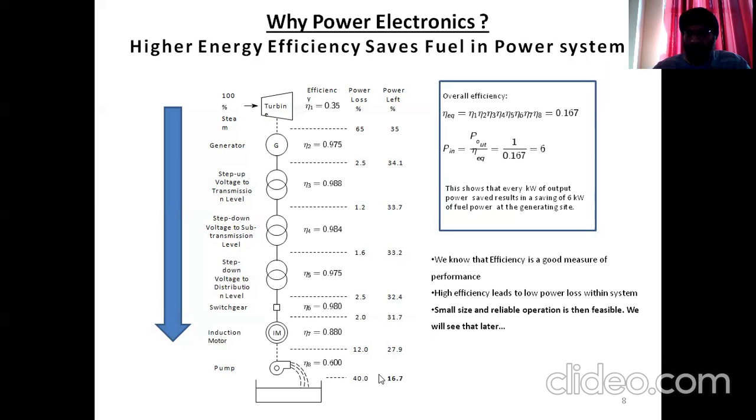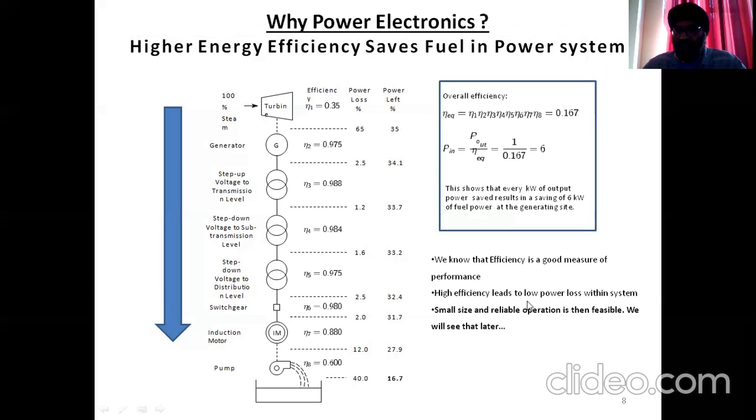At the input we have 100, and at the output we have 16, so only 16% is remaining, so the efficiency is 16%, which is very, very low. Normally we don't want that. So 84% of the power is already lost in this complete process. So to improve the performance of this complete power system, we need to improve the efficiency, which is the most important parameter in power electronics, or we can say power system.